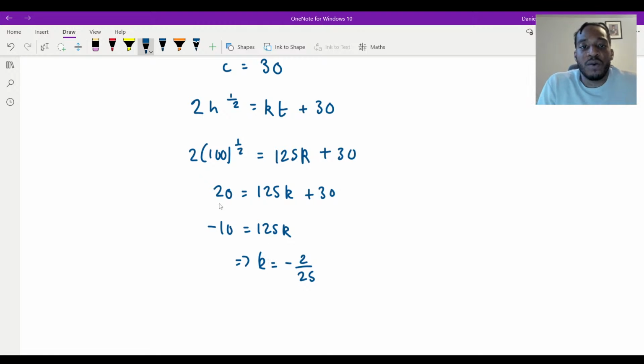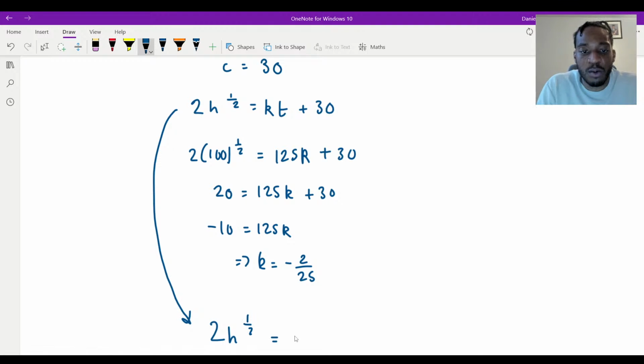So now we've got k, we can complete the differential equation and say that the complete model is going to be 2h to the 1 over 2 is equal to k, which is minus 2 over 25, t plus 30.